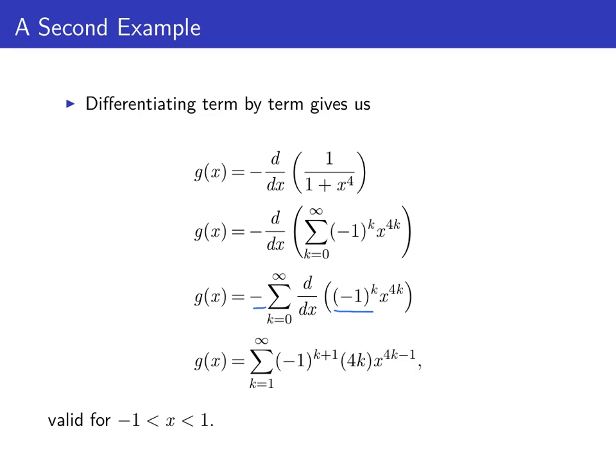And then the sum starts at k equals 1 because the k equals 0 term in the sum before we differentiate is a constant term. And when we differentiate a constant, we get 0, so we just don't include that. And what we see here is that we started with an old power series representation, this time for 1 over 1 plus x to the 4th, and we obtained a power series for a new function just by differentiating term by term.